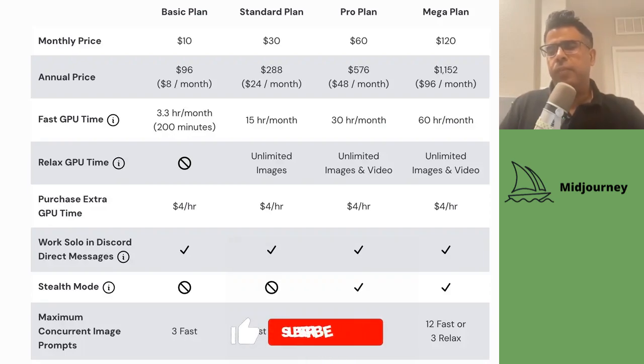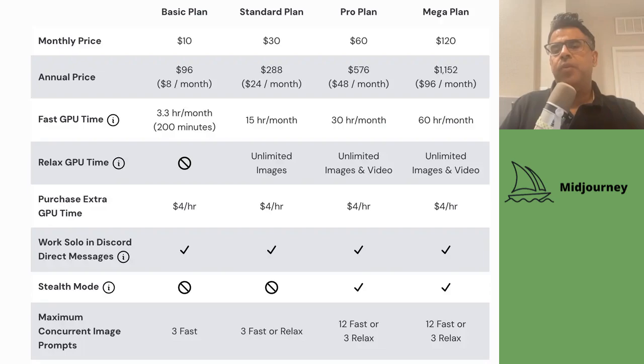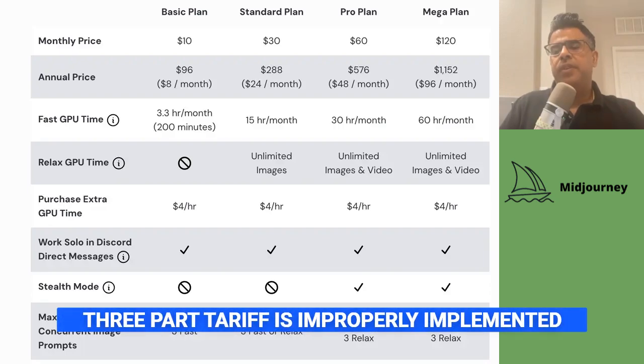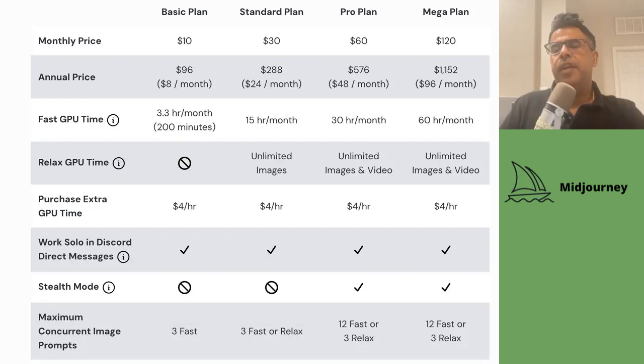Now think of a cell phone plan. A cell phone plan also goes by a 3-part tariff model. As you finish your data capacity, you start to get hit with overages, and then you have to keep in mind what overages you're being hit with so that you can move to the next plan if you choose so. That's the proper implementation of a 3-part tariff. They have a 3-part tariff. That is my critique, that it is a little bit improperly implemented. And even more importantly, I'm missing seeing enterprise plans here, and that is something I would like to have seen in a product such as MidJourney.